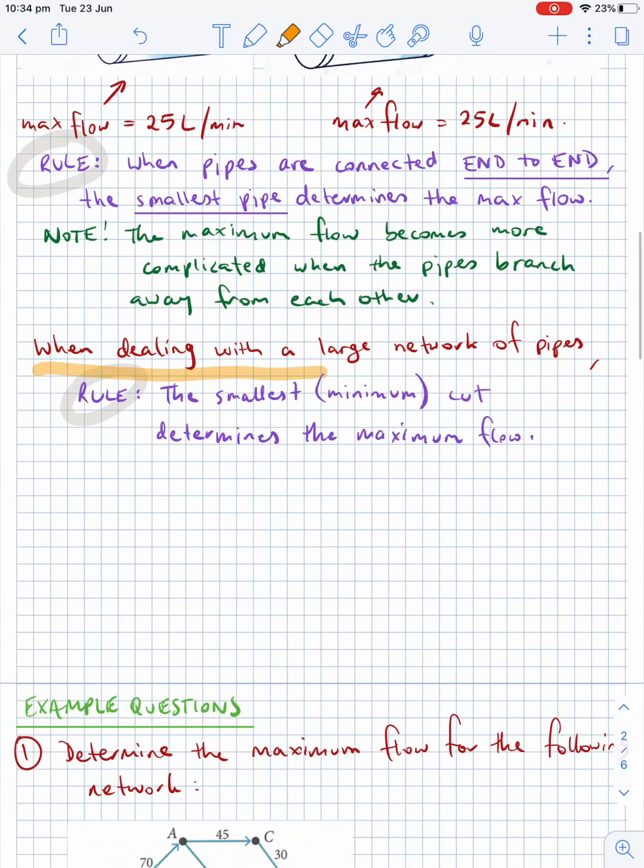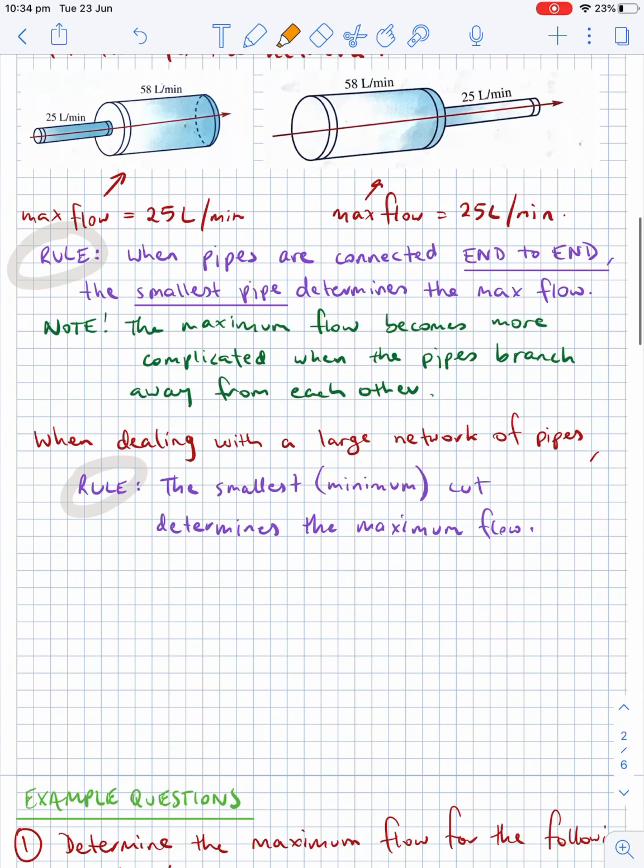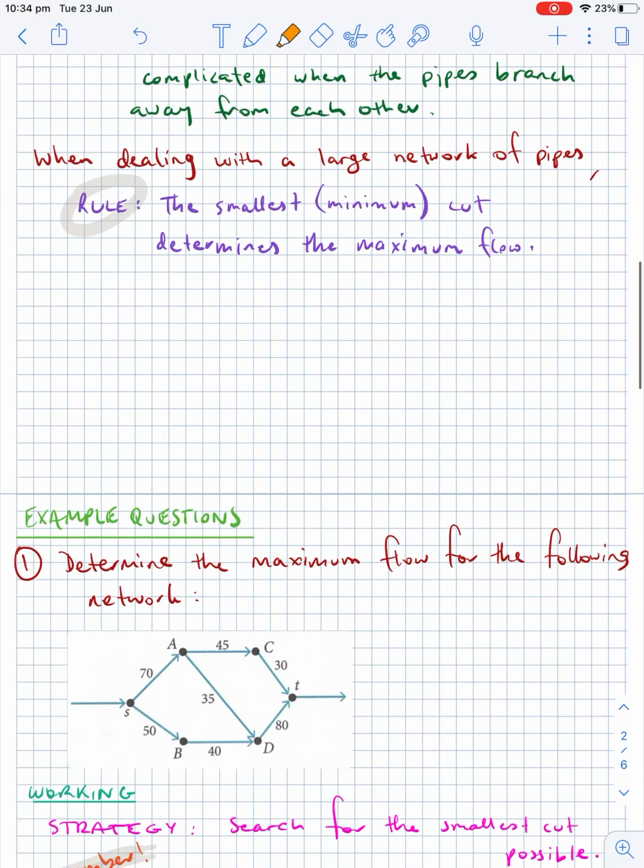So when you are dealing with large networks of pipes, so a lot more complicated systems, instead of looking for the smallest pipe, the rule is that you want to look for the smallest cut, and that will determine the maximum flow through the whole system. So remember, guys, you have to go back to your definition of cut if you're not sure what I mean. It's pretty much a line that's halving your entire network and separating the source and sink.